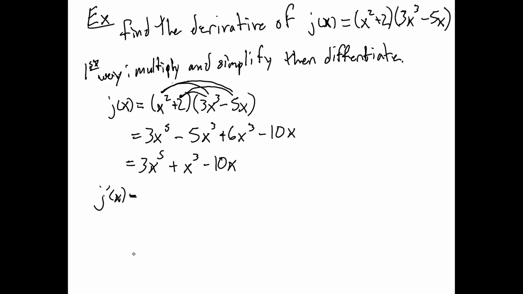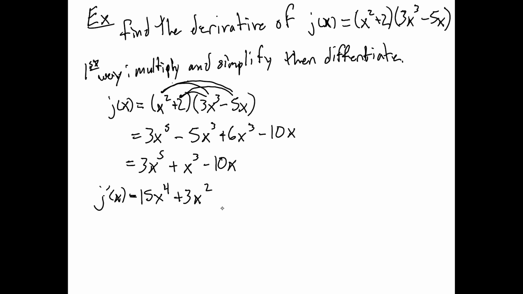So this first piece here, 3x to the fifth, we bring the 5 down, so we get 5 times 3 gives me 15. And then we take 1 off of the exponent, so instead of 5, we get 4. Our second term, we have plus x cubed, so we bring the 3 down, so we get plus 3x. Take 1 off the exponent, so instead of 3, it gets 2. This last one, we get negative 10x, so bring the 1 down.